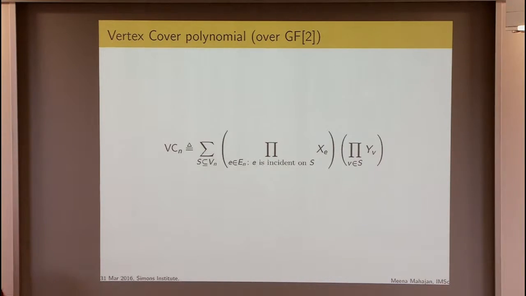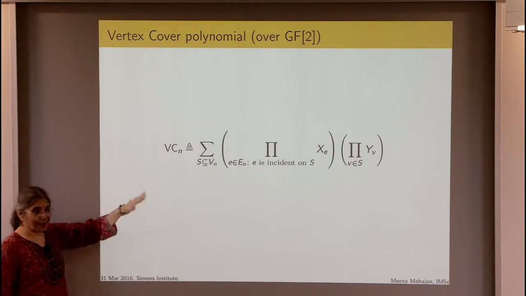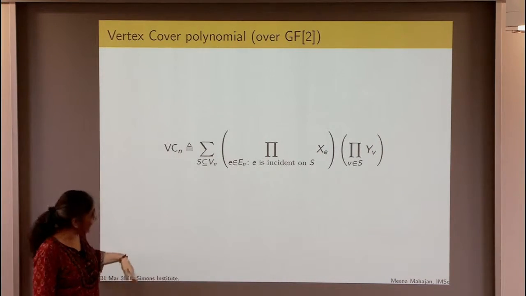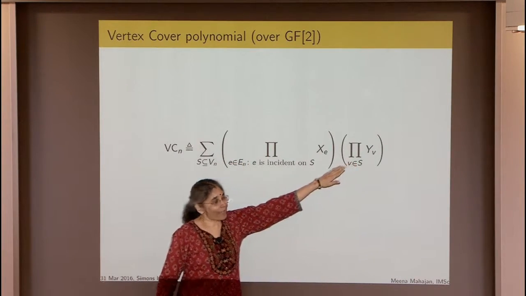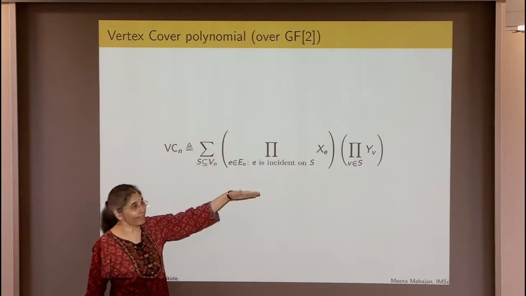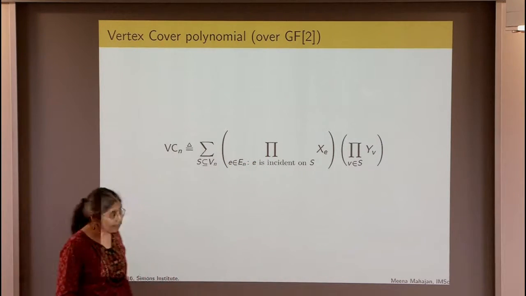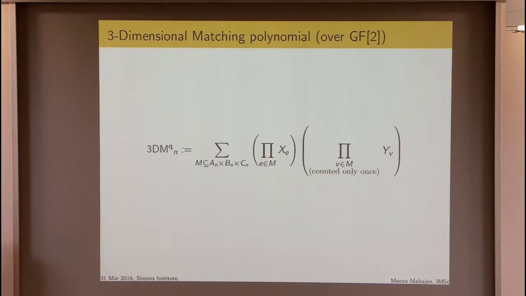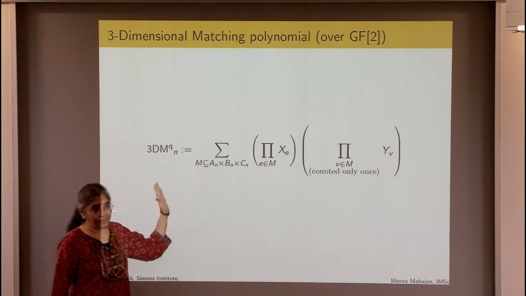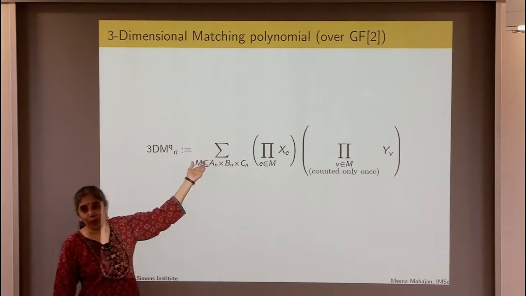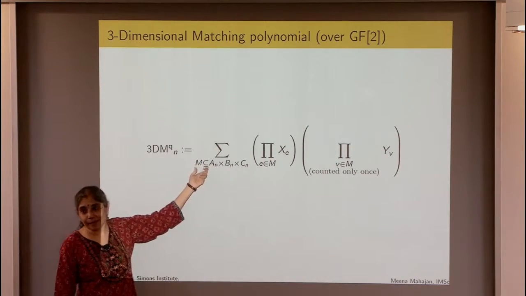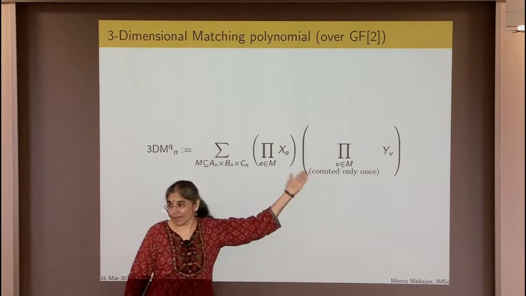We have a similar definition for vertex cover. By now it's looking very similar, so maybe I should just skip this. A set of vertices, the indicator set for that set, and then the edges which are touched by that. We have a similar polynomial for three-dimensional matching. You look at three-dimensional matchings in a complete tripartite graph, and so instead of looking at matchings here, I'm just looking at any subset of the hyperedges and putting in the corresponding monomials.